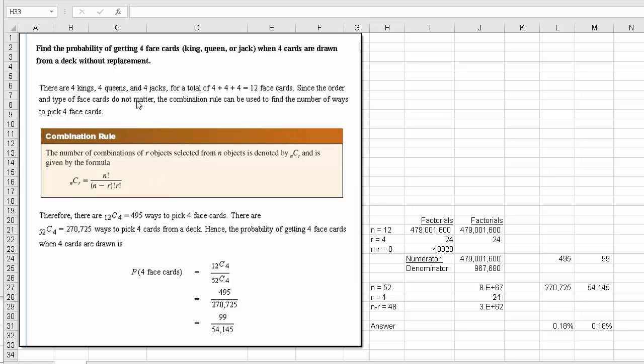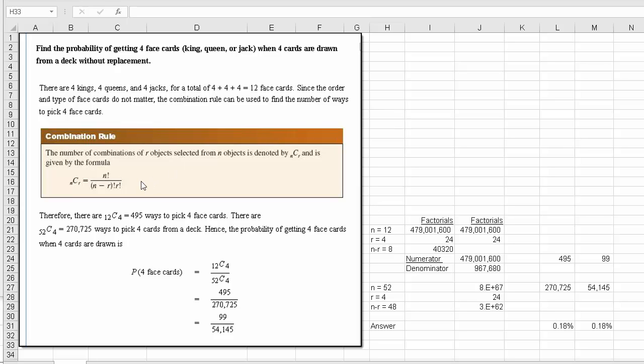There are 4 kings, 4 queens, and 4 jacks, so that means there's a total of 12 face cards. The order and type of face cards don't matter in this question, so the combination rule can be used to find the number of ways to pick 4 cards.